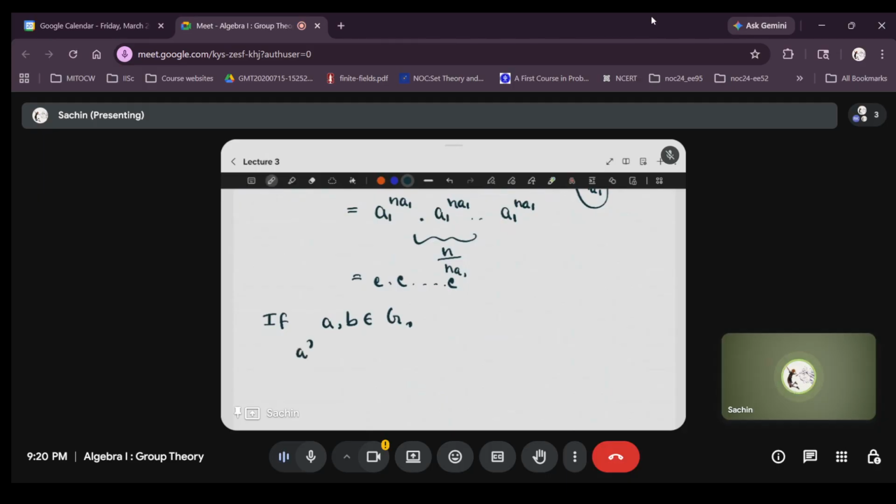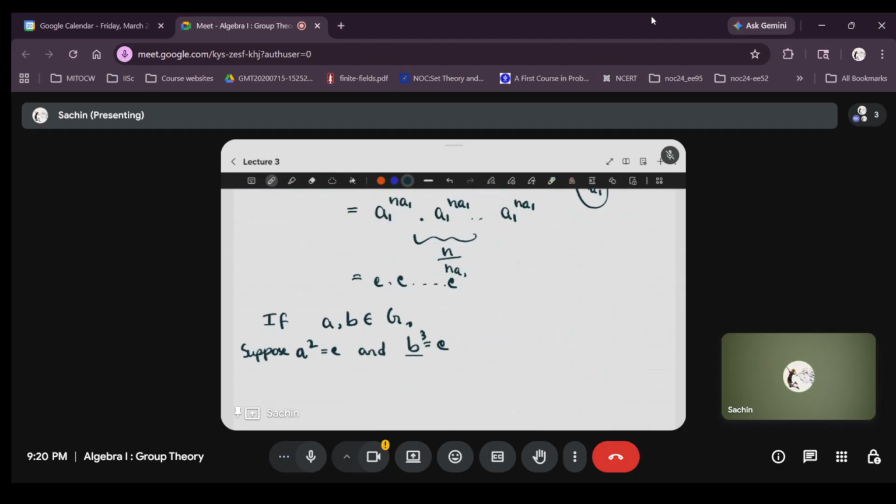And suppose that a square is equal to e and b cube is equal to e, right? The previous problem showed that there is at least one number such that a power n is equal to e. Here n is 2. And for element b, there is some integer such that b power that integer is e. Here I will assume that b cube is e.